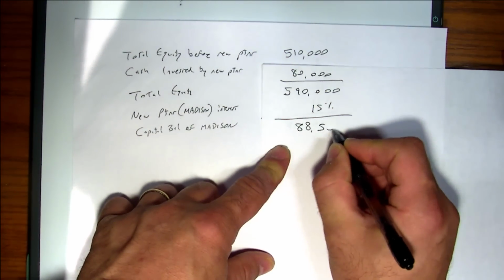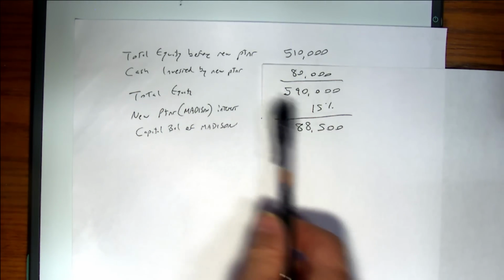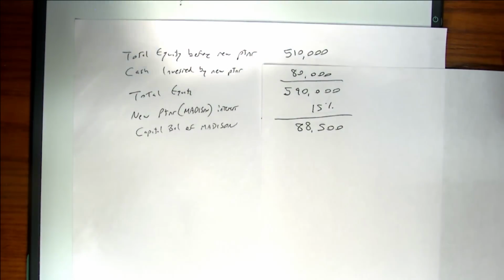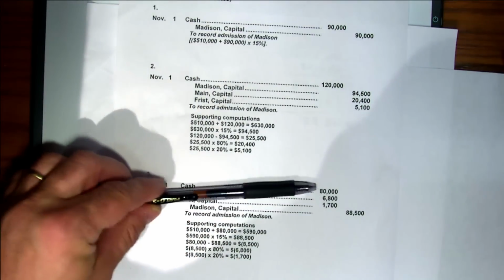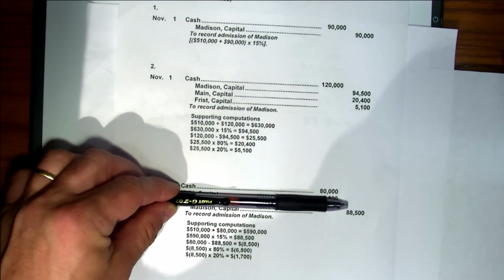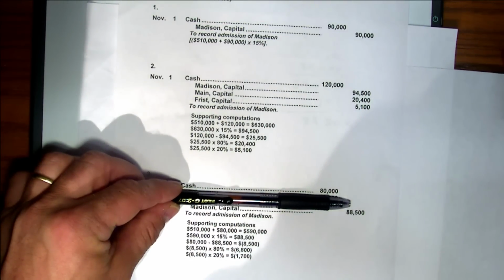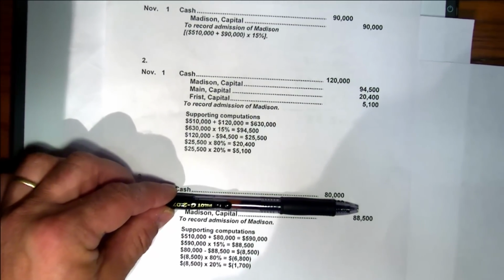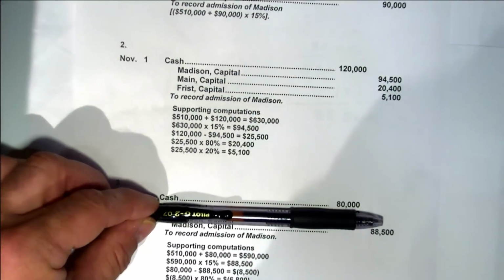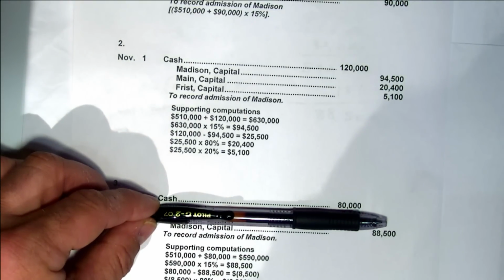All right, well, we know what we have to do. We have to credit the capital balance for Madison for 88.5. We have to debit cash for 80,000. Thank you for 80,000. Okay. So once we do that, try to just concentrate on the part of the JE that you can see. Okay. We credit Madison Capital for 88.5. We debit cash for 80,000.